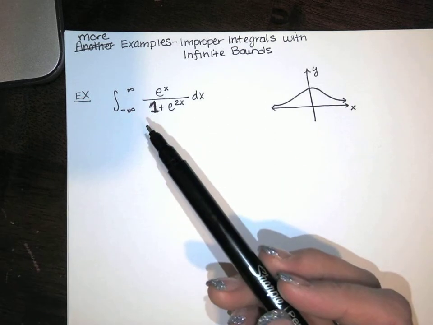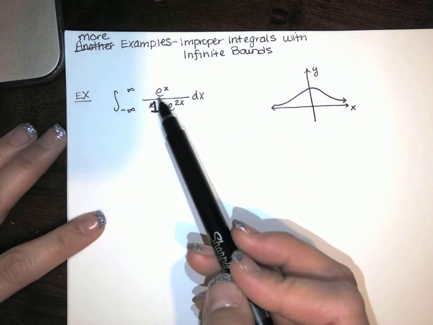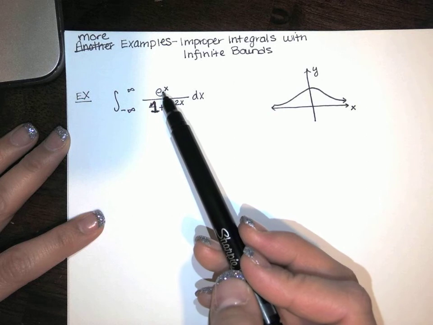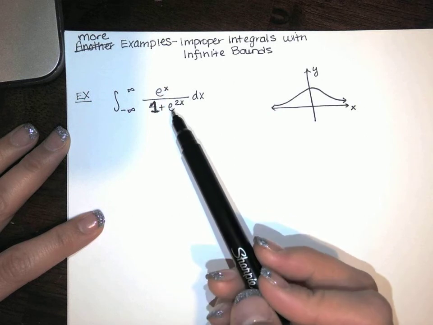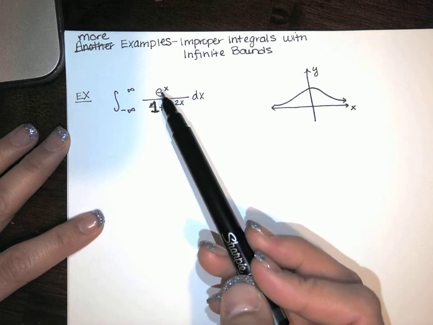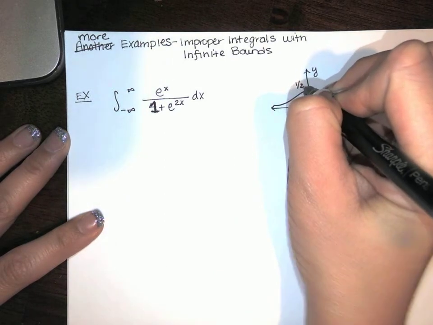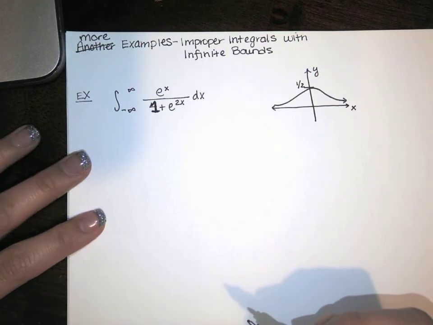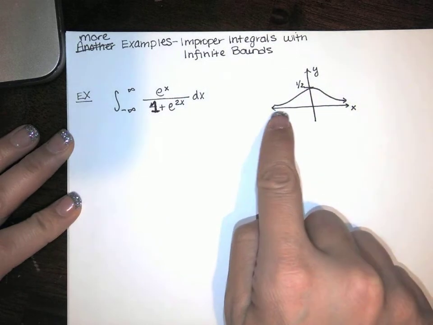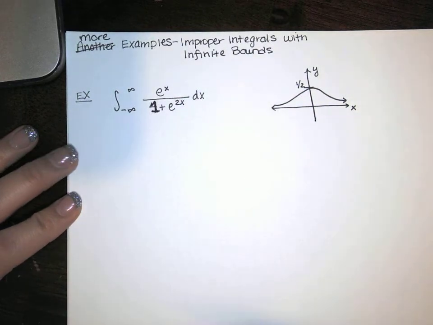If you graph it, you can see if I plug in x equals 0 here, e to the 0 is 1, and e to the 0 is 1. So I've got 1 over 1 plus 1, so this is going to be 1/2. And then it just looks like this. And what we're looking for is the area under the curve from negative infinity to infinity.